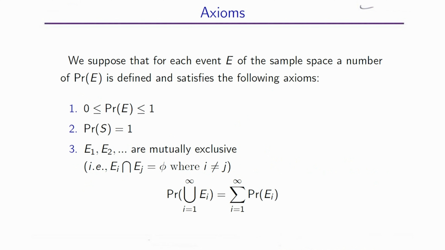And the third axiom is that if E1, E2, and so on are mutually exclusive, meaning Ei intersect Ej is equal to the empty set, then the probability of the union of the events is equal to the summation of the probability of Ei. So if we have two events, for example E1 and E2, and they are mutually exclusive, meaning there is no intersection, then to calculate the probability of E1 union E2, you can simply use P(E1) plus P(E2).